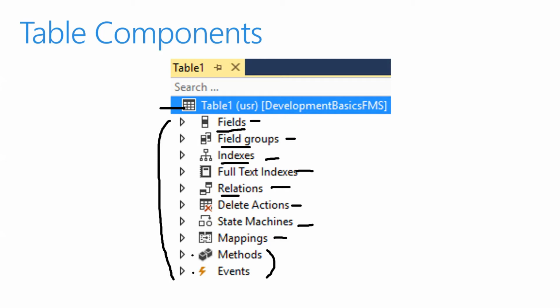And at the bottom here, we have our methods and events. Methods are just pieces of code that are added to a table. They are often executed with certain events or changes in the data that occur. So for example, there can be a method to insert data into a table or to find data in a table.